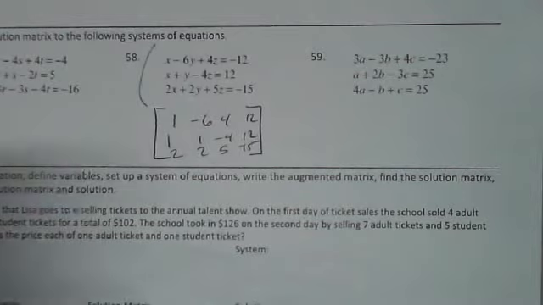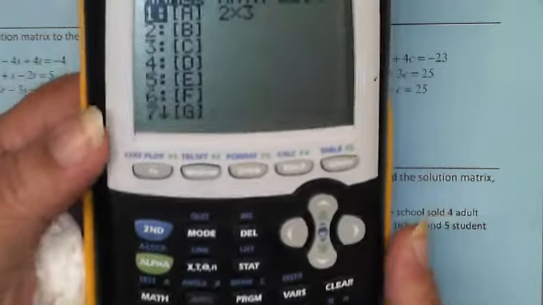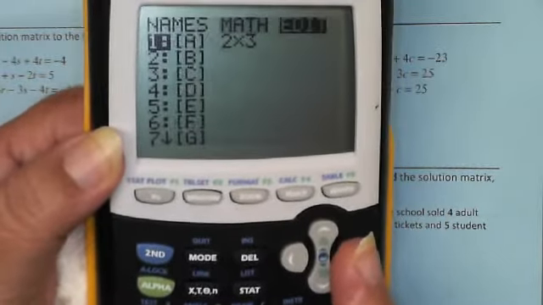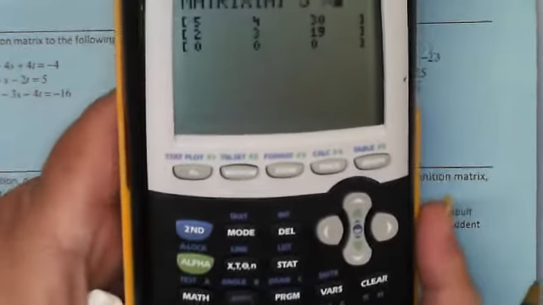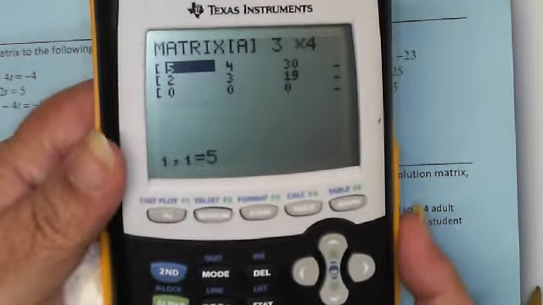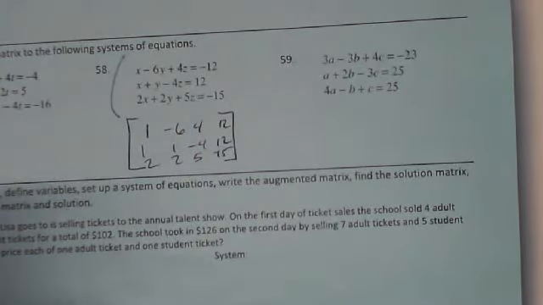Alright, so it's been a while since we did matrix, so hit the blue button, matrix, and that pops up. You're going to scoot to the right to edit, and this is a 3 by 4. Okay, and then you're going to put in all of these. So 1, negative 6, 4, 12, 1, 1, negative 4, 12, 2, 2, 5, and negative 15.